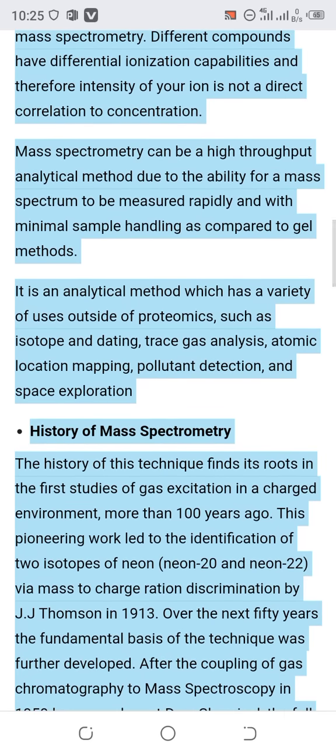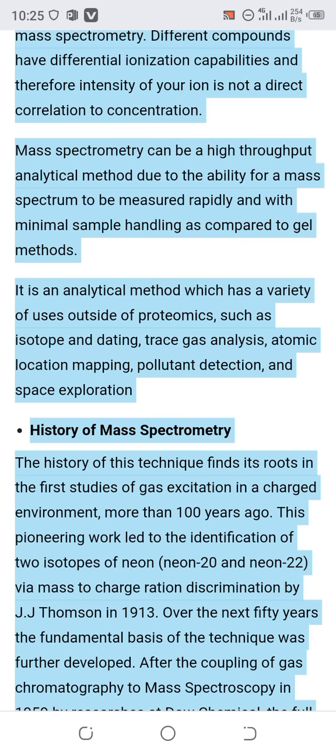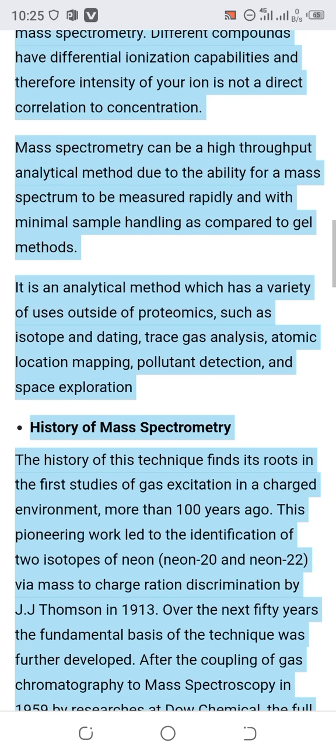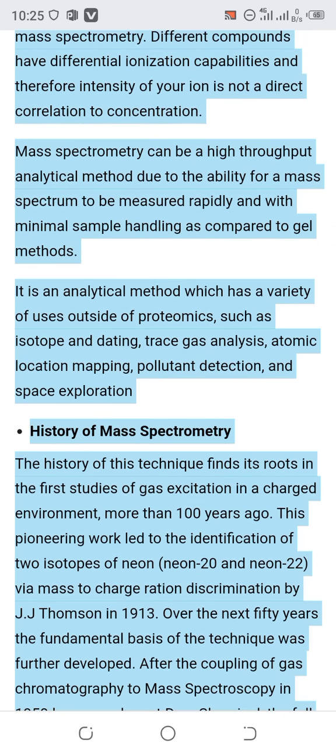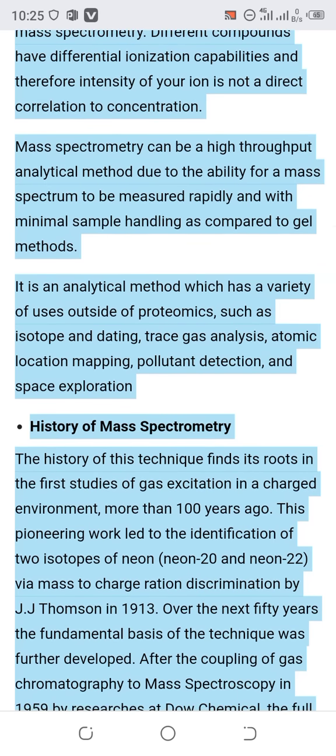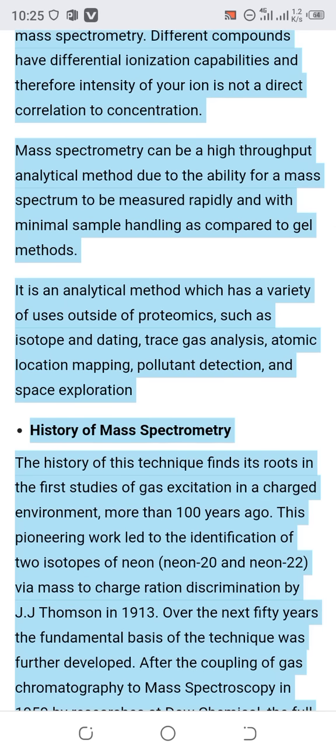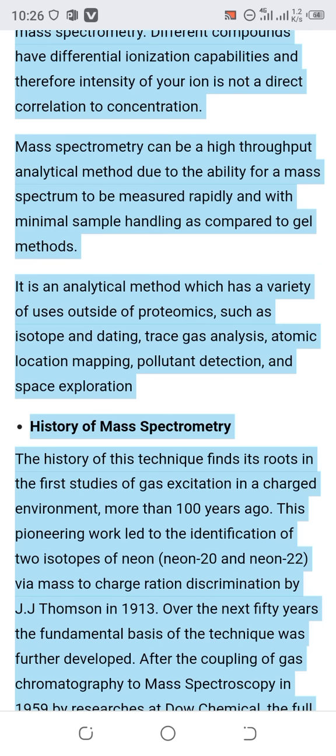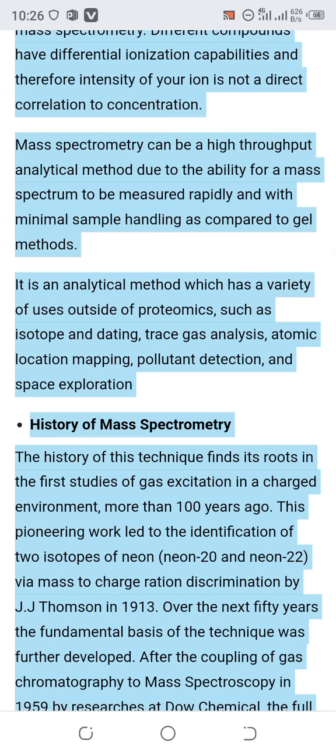History of mass spectrometry. The history of this technique finds its roots in the first studies of gas excitation in a charged environment. More than 100 years ago, this pioneering work led to the identification of two isotopes of neon, neon 20 and neon 22, by mass to charge ratio determination by J. J. Thomson in 1913.